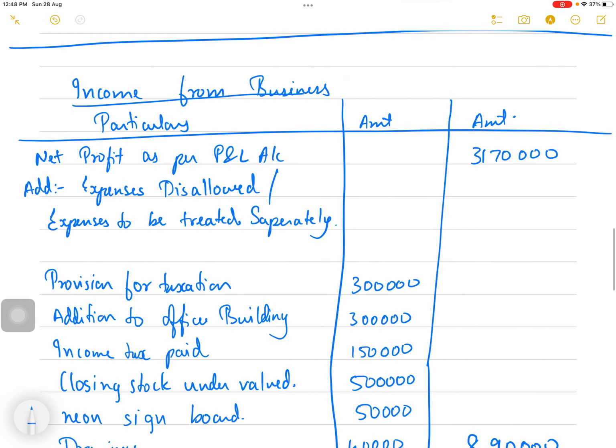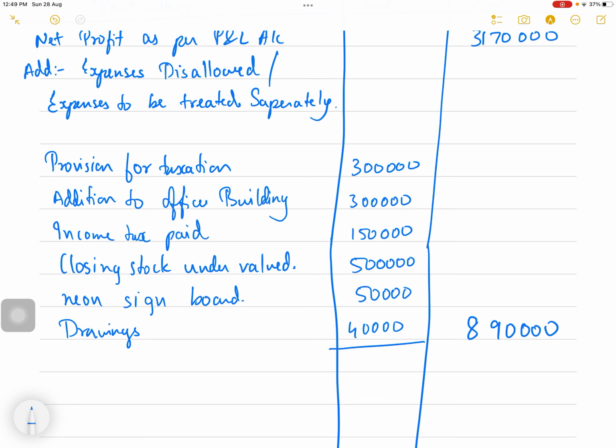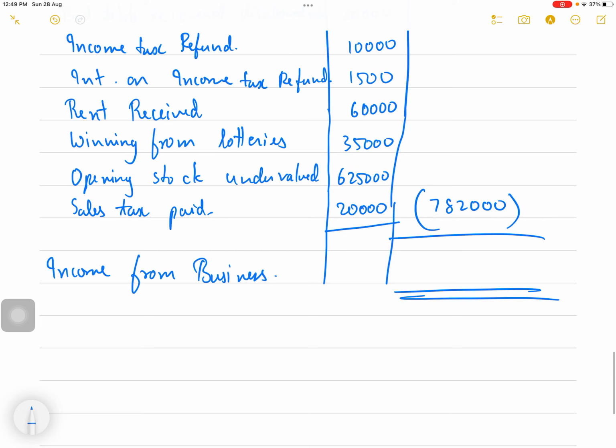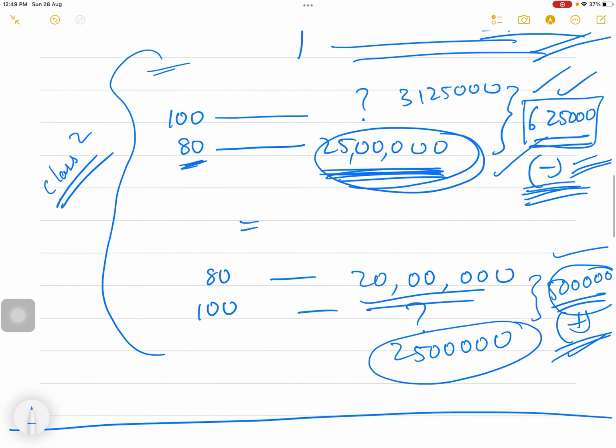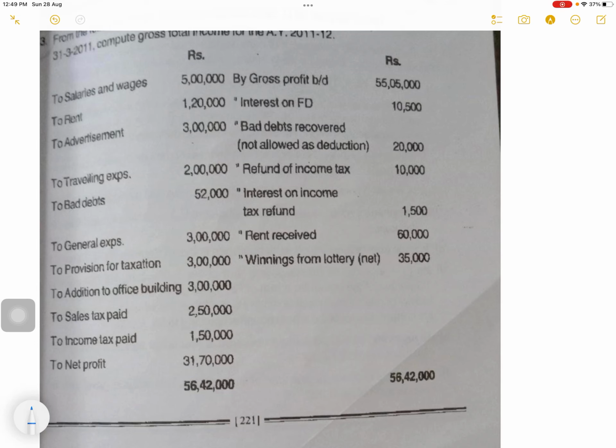Okay. So 31,70,000 plus 8,90,000 minus 7,82,000. So 32,78,000 is my income from business. Okay, in the question they have asked to compute gross total income. So let's compute income from other source and income from house property as well.